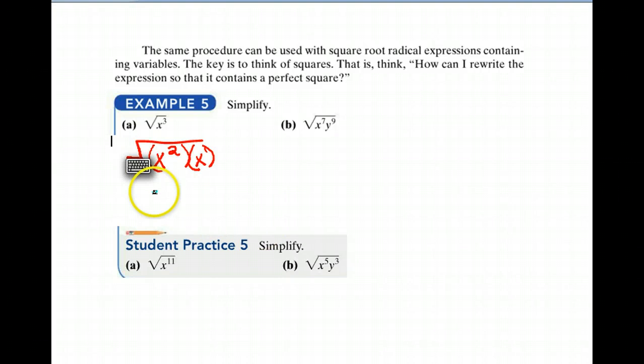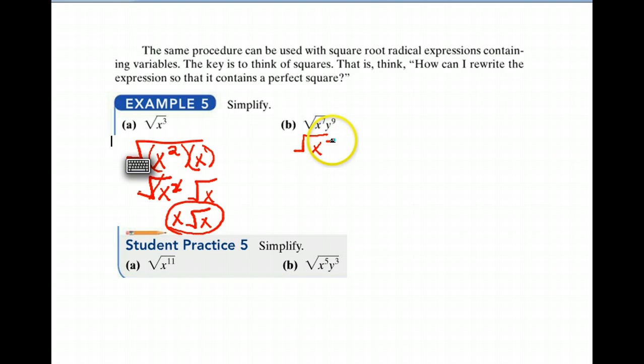Now the reason that we're doing that is because we're going to split these up and have x squared and x. We know that this one will cancel. We can divide that by 2 and have x root x, and that is your answer there. Now let's take a look at B. Step 1 here. So we're going to split these up and make it x to the 7th, y to the 9th.